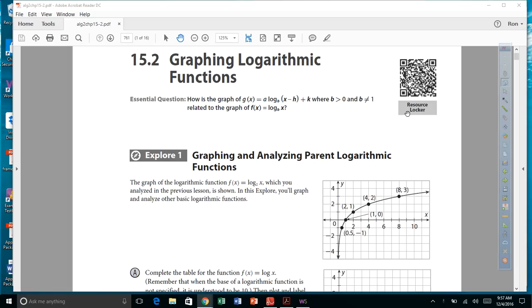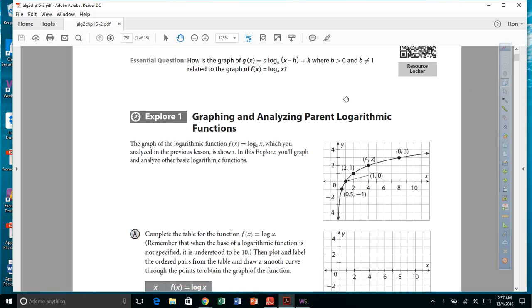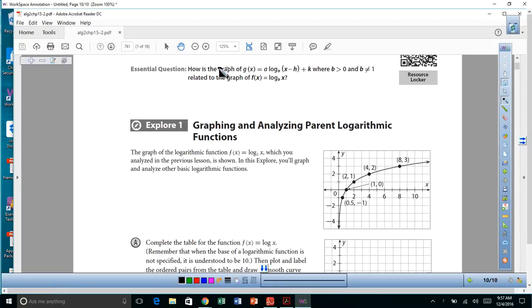Lesson 15.2, Graphing Logarithmic Functions. Essential question: how is the graph of g of x equals a times log base b of x minus h, plus k, where b is greater than 0 and b is not equal to 1, related to the graph of f of x equals log base b of x? Well, this is a transformation of that.